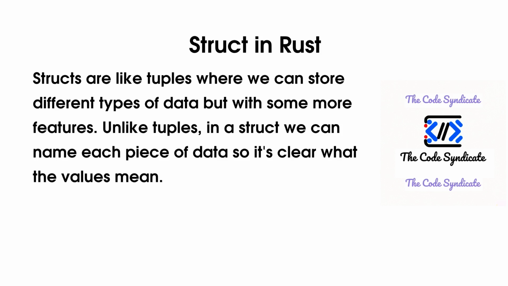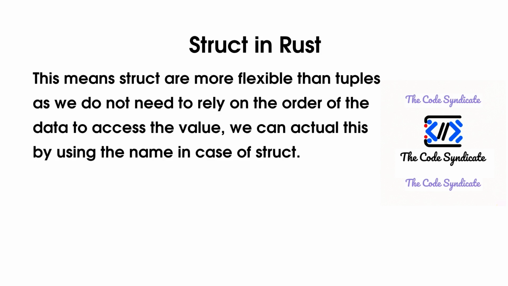Unlike tuples, in a struct we can name each piece of data so it's clear what the values mean. This means structs are more flexible than tuples as we do not need to rely on the order of the data to access the value. We can achieve this by using the name in case of struct. Let's create a simple struct which will be storing an i32 and string type of data.